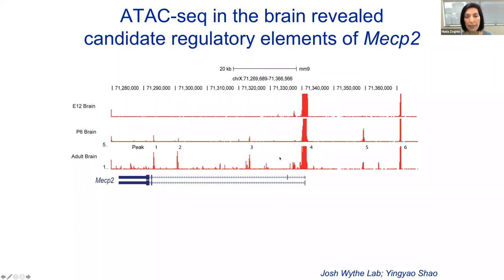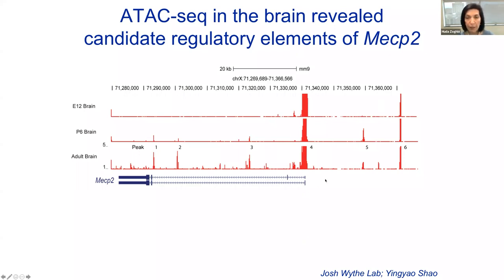We identified several regions that drive the expression of MECP2, that control it. These regions are in the DNA, and the DNA is open, allowing other factors to come and bind to control the level of the RNA. This is how we control the level of MECP2 in the brain.